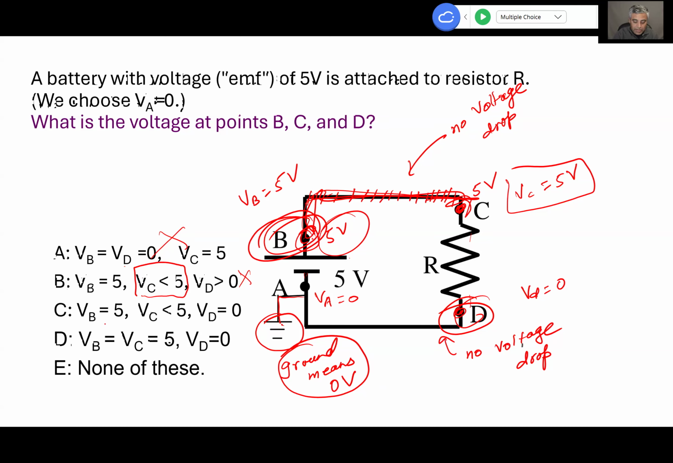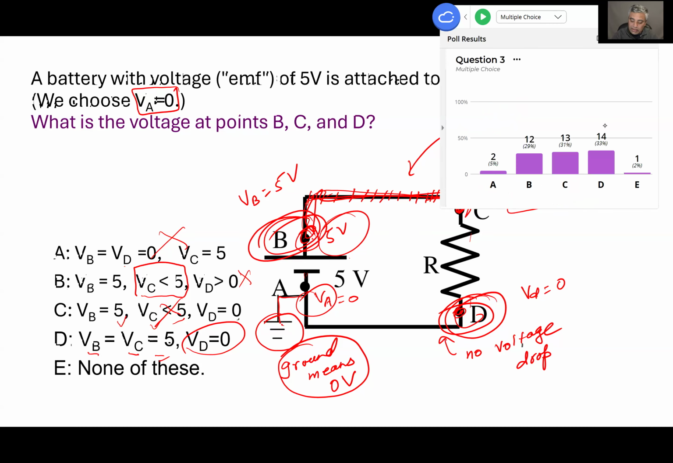Now, BB is 5 volt. Okay, yes. BC is less than 5 volt? Nope. BB and BC, they are 5 volt. And BD is 0. And so is BA, which is already told here. So it looks like D is the correct answer in this case, okay?